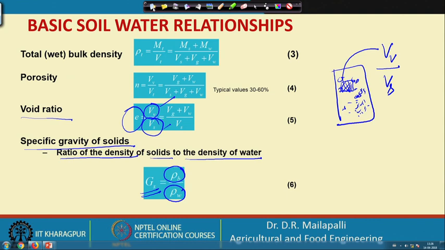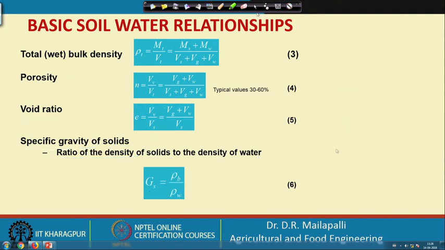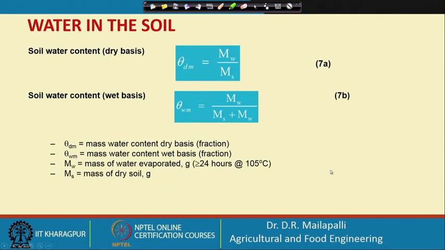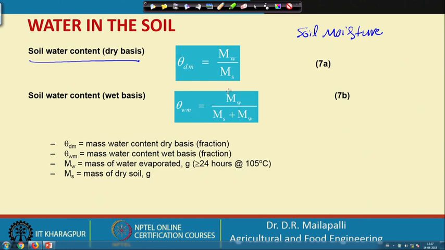And then in the next slide we are going to see a few more relationships. Here, water in the soil, how much water is present in the soil, we call soil moisture. Soil moisture is the percentage of moisture present in the soil. Soil water can be estimated using moisture probes or the gravimetric method.